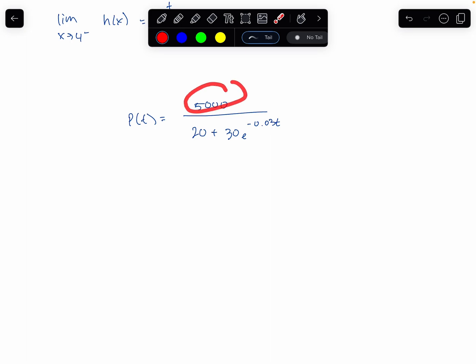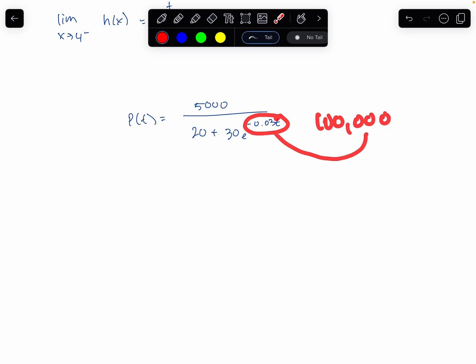So this is constant. Now 20 is also constant. So this term is going to make all the difference, okay? Also notice here that if I plug in an infinitely large number here, let's put in something like 100,000. We want infinitely large. So if I plug in 100,000 right here, note that that's going to make this expression negative.